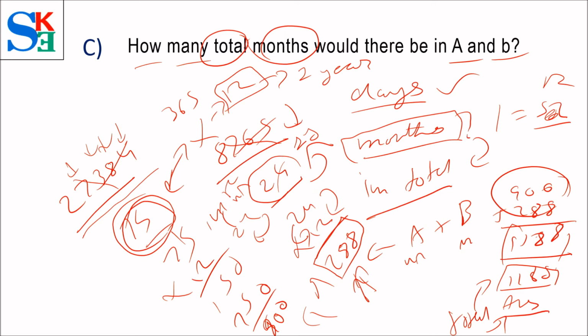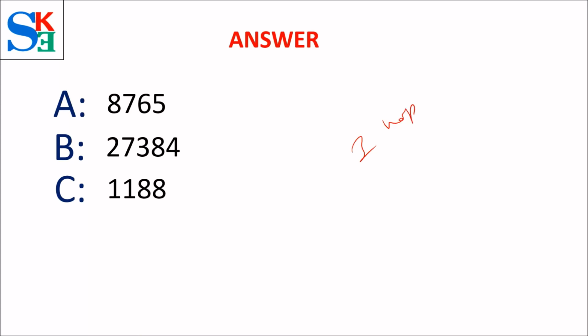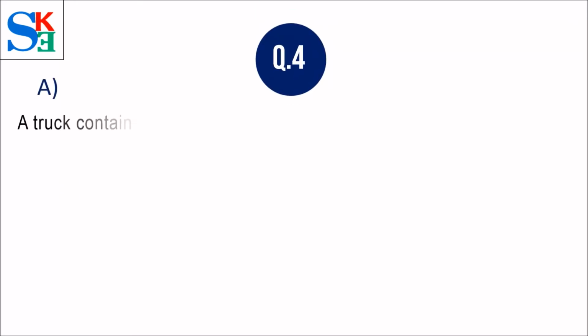Okay, so now I'm going to tell you the answers of A, B, and C in question 3. What was the answer to A? 8765. What was the answer to B? It was 27384. And C, well, we did 1188. So I hope you again understood all that I've told you in these 3 questions. So now I'm going to move on to the second last question, question 4.